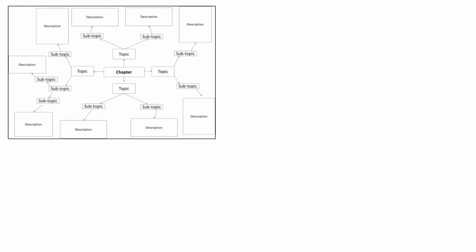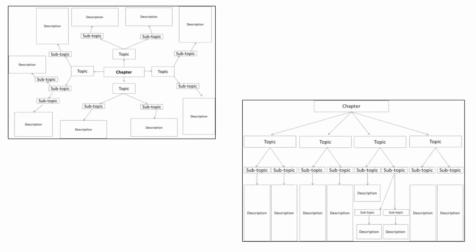Other formats might look like this. This is the typical concept map. This is a radial concept map where the chapter is written in the center and the topics and subtopics and descriptions radiate outwards from it. On the other hand, we have something that looks like a cascading series of chapter, topic, and subtopics, starting from the top and then cascading down to the bottom.